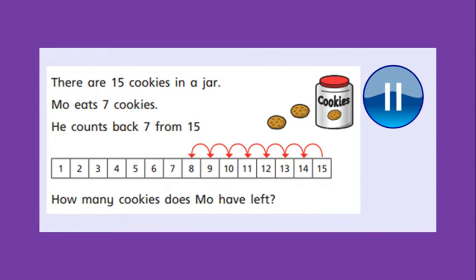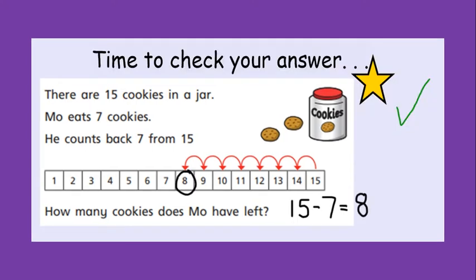Okay. So where did we end up? We ended up at 8. So let's see. How many cookies does Mo have left? Yeah, we can see that it is 8, can't we? We can physically see it. There it is. He had 15. He ate 7. And there we are. We've done the arrows. He landed on 8, which means that he had 8 cookies left.